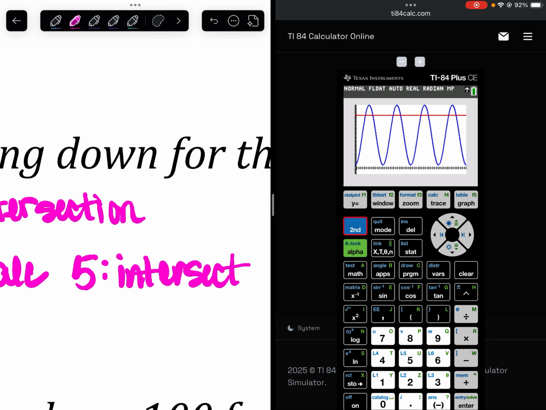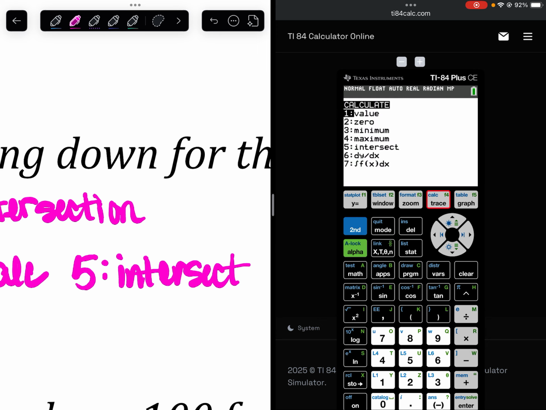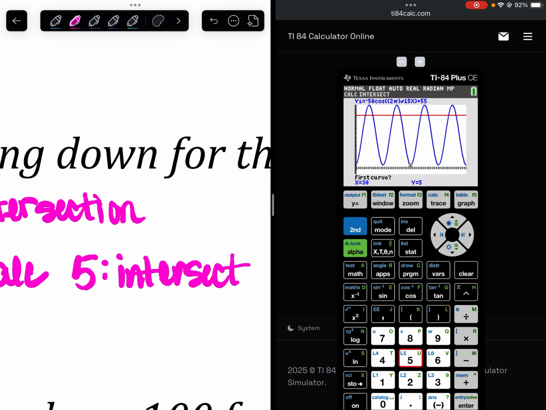So second calc, option 5, and it's going to take you here, first curve. The first 2 questions don't matter, first curve, second curve. It's basically saying, is this one of your curves? Yes. Then it jumps lines. Is this one of your curves? Yes. Now you've got to take a guess, so it's important you get to the correct one.